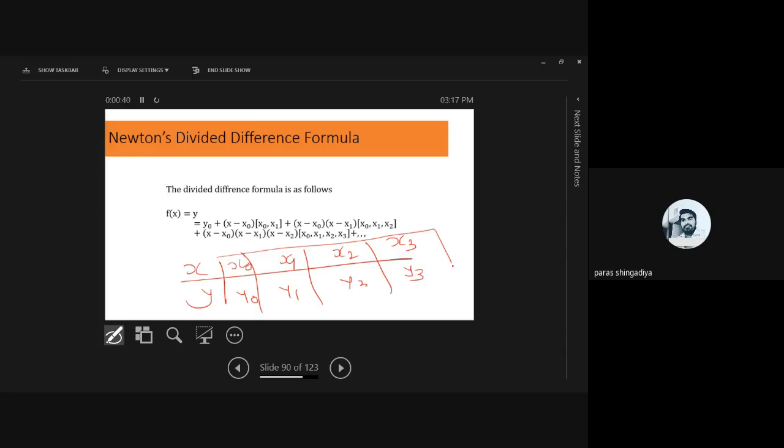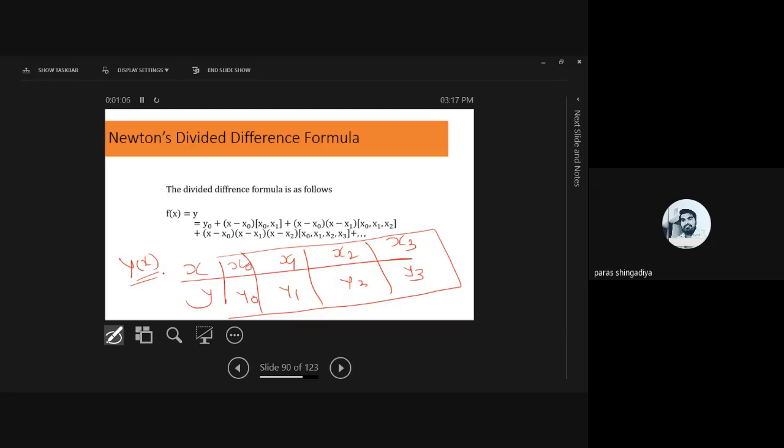Now for this table, we have to predict y of x, meaning for any x, you have to predict its answer as a function value. And x0, x1, x2, x3 are unequally spaced data, meaning the difference between two consecutive terms is not equal, not the same. So we have two choices to predict the answer: one is by using Lagrange interpolation, and the second is by using the Newton divided difference method.